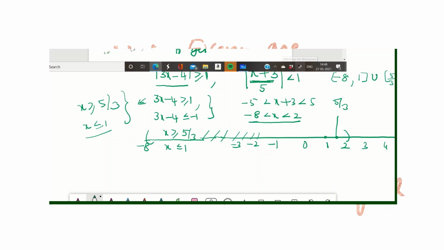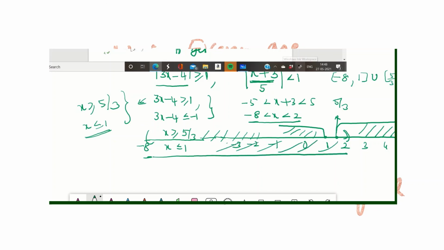By using the real line, I can get the required intersection of A and B. I am taking the real line and plotting these two results, result 1 and result 2. So first, this is 5 by 3, which means 1 point something. This is 5 by 3 here, x greater than or equal to this, and this is the portion of this one, and x is less than or equal to 1. Next one is between minus 8 and 2, up to this portion. So from this, what is the common domain?